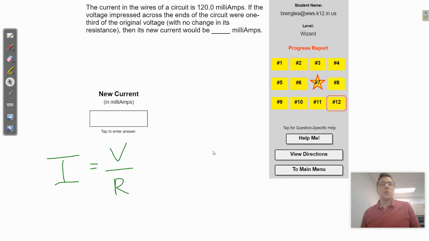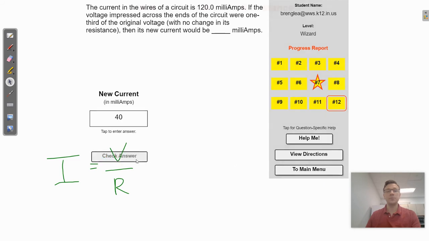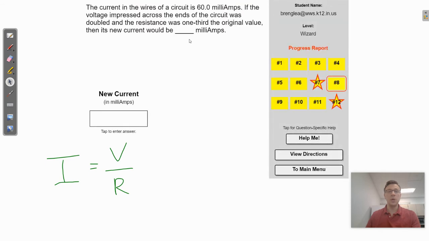This one says we've got a current of 120 milliamps. Voltage is 1/3. This one, of course, didn't give us the double change here. So voltage is divided by 3. Since that's in the numerator here, that means that the current will also get divided by 3. So we're going to end up with a new current of 40 milliamps. And we'll just keep going until we get one where they change both.